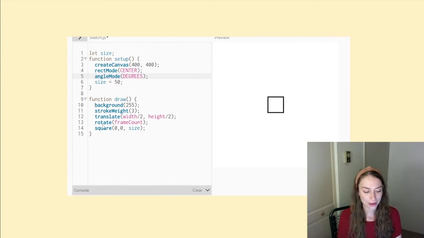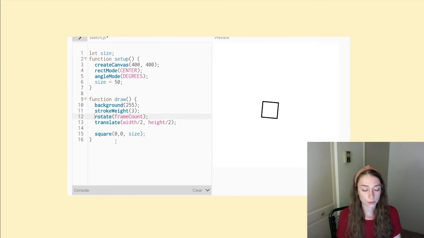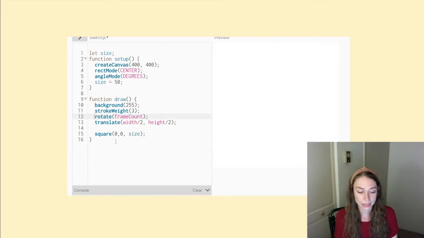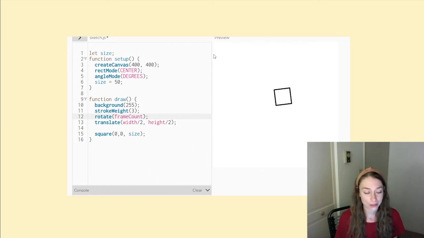Okay, so now we've got our square, we've got it translated to width over 2 and height over 2, and then we're going to rotate that square. Just briefly, let's see what happens if we move this rotate command to above the translate. All right, so now you see that we are actually rotating around the 0, 0. That's because we did the rotation before we did the translation. So if you ever feel like you're getting an effect you don't want with the translate and rotate, just try flipping them around and usually that'll solve your problem.